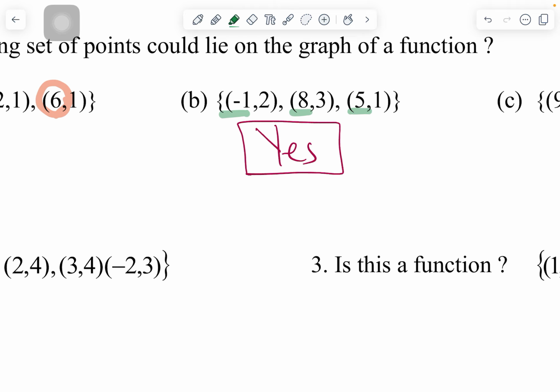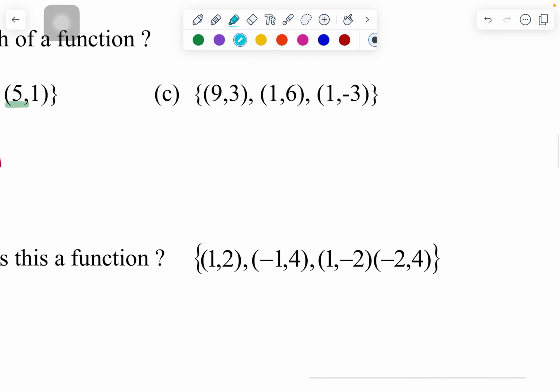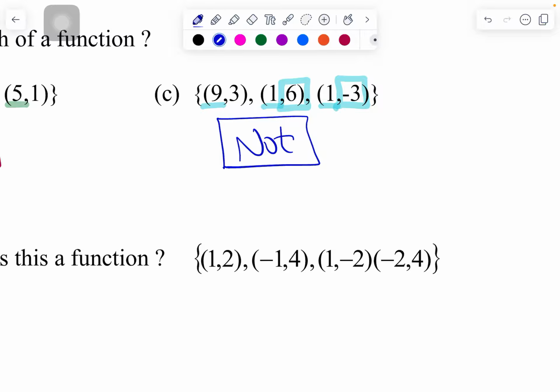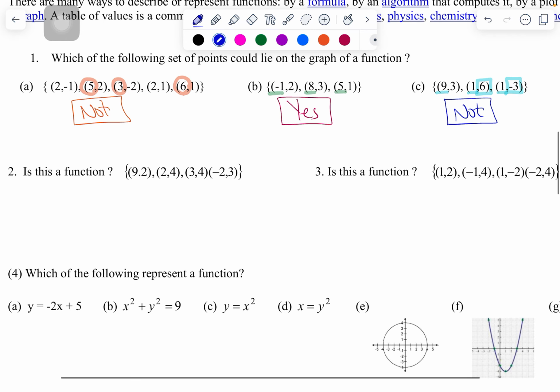And then for the last one in question 1, which is part C here, if I take a look, I've got the x value of 9. I've got a 1 and I've got a 1, but unfortunately, those y values are different. So 1 cannot pair up with 6 and also pair up with -3 in the same relationship for it to be a function. So for part C, no, not a function, or again, you can just write down no. So only part B is the function, okay?